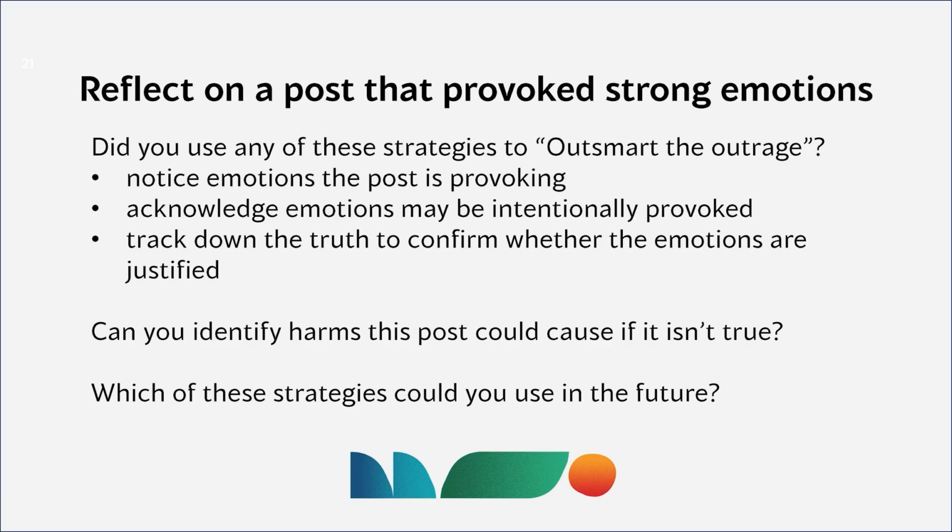Let's take a moment to reflect on outsmarting the outrage. Reflect on a post you shared recently that provoked strong emotions. Did you use any of these strategies to outsmart the outrage? Did you notice the emotions the post was provoking? Did you acknowledge that these emotions may be intentionally provoked? And did you track down the truth to confirm whether the emotional reaction was justified? Can you identify the harms this post could cause if it wasn't true? Which of these strategies could you use in the future? You can record the answers to your reflection questions in Handout 1, Question 4.